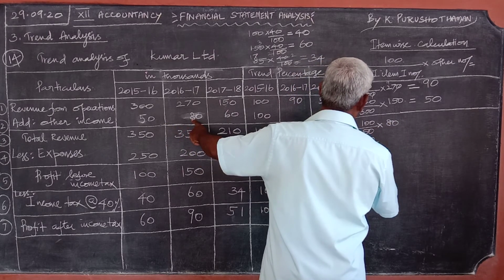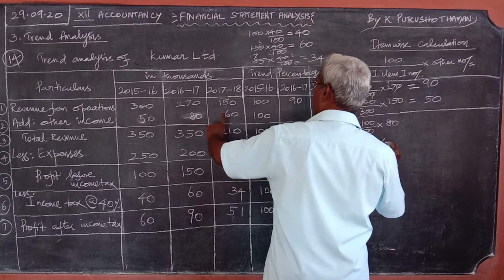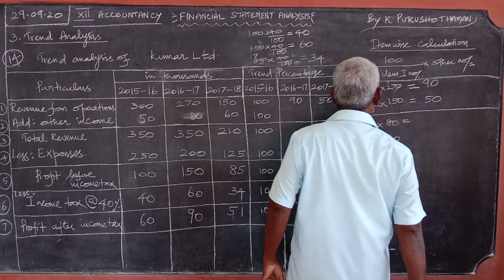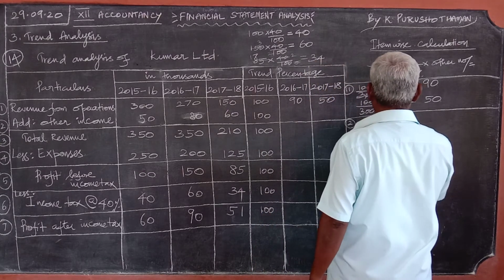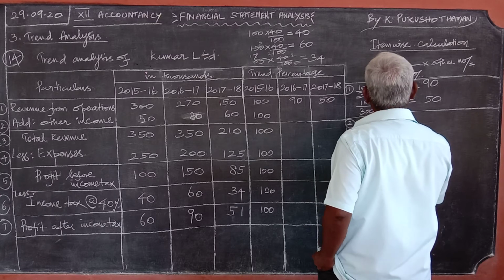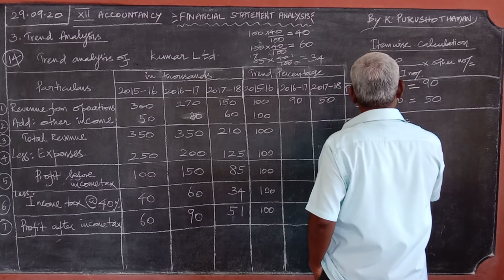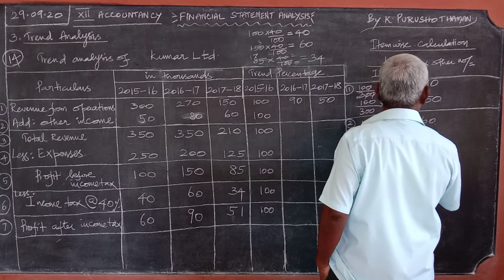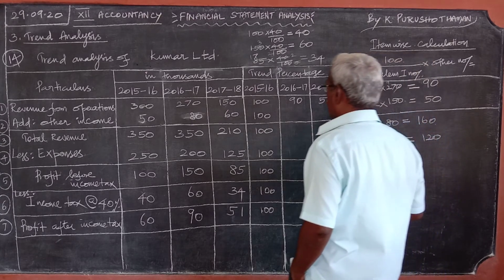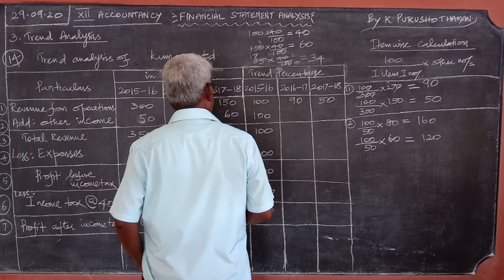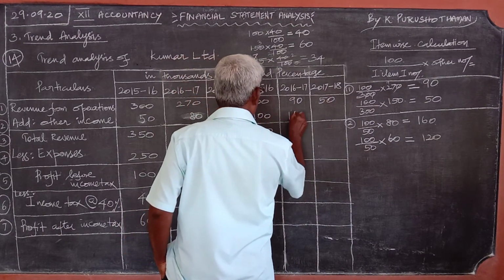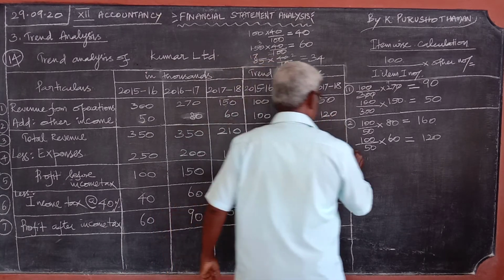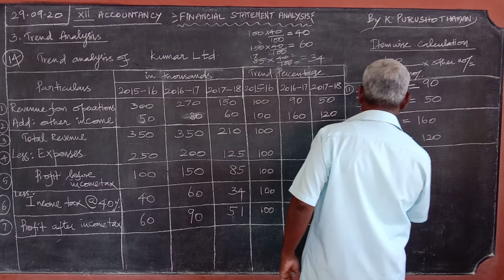Then for other income, second item, 100 by the first number, 50 into 80. 100 by 50 into the next number, 60. You simplify and write 2 into 80, 160. 2 into 60, 120. So 160%, 120%. The second case is over.